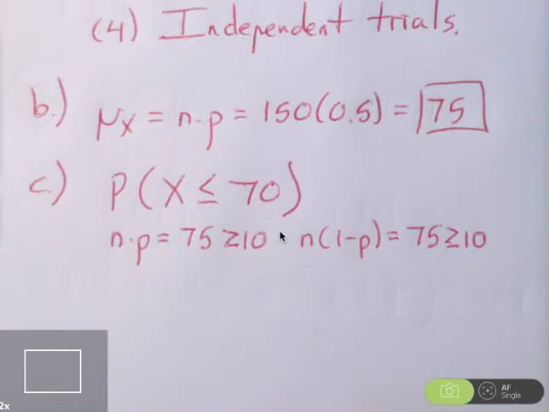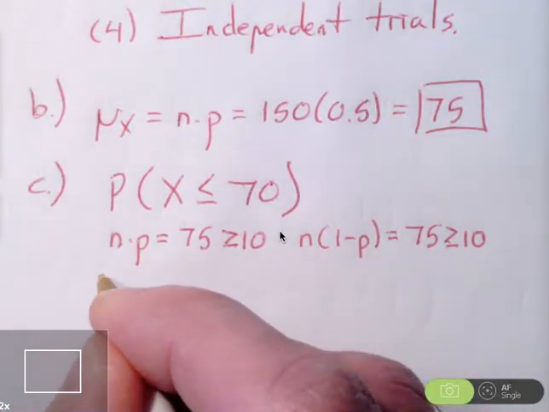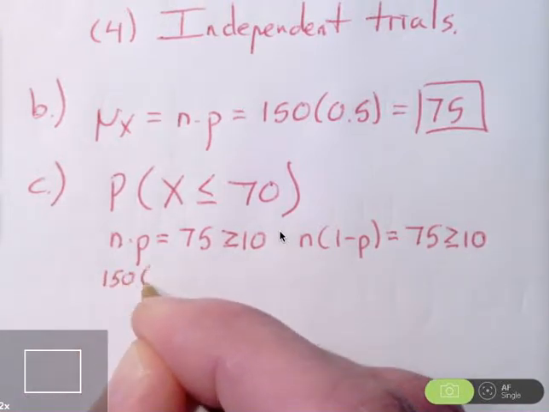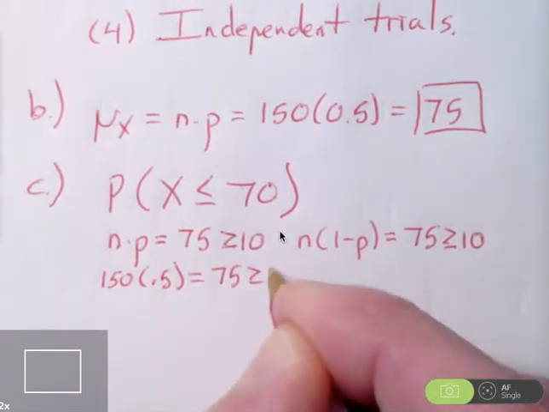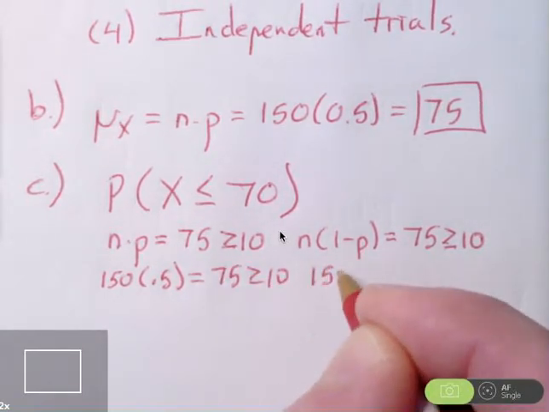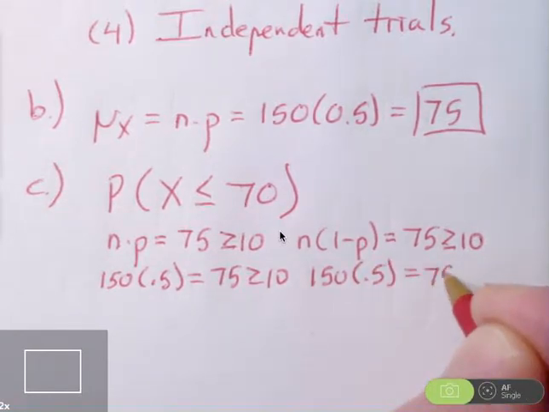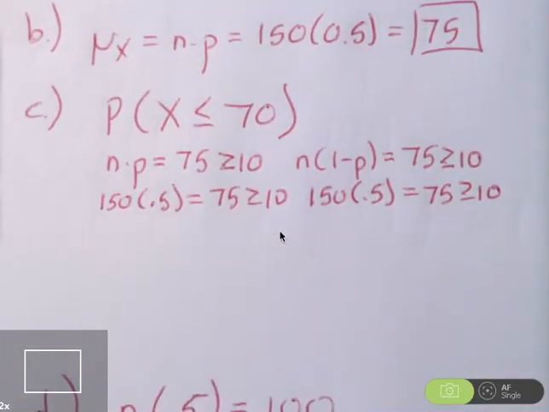So both of those conditions are met, and often if we're doing the actual AP exam, it would be worth actually writing it out very specifically. So 150 times a half. In this case, that is 75. That's greater than or equal to 10. Same thing, 150 times the probability of failure, which is also a half. That's 75 once again, greater than or equal to 10. We're good to go.